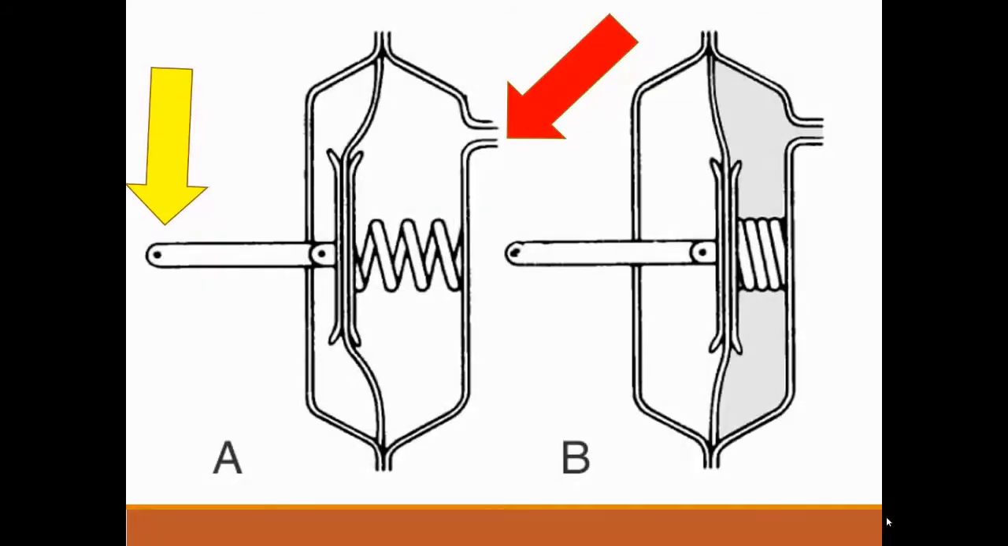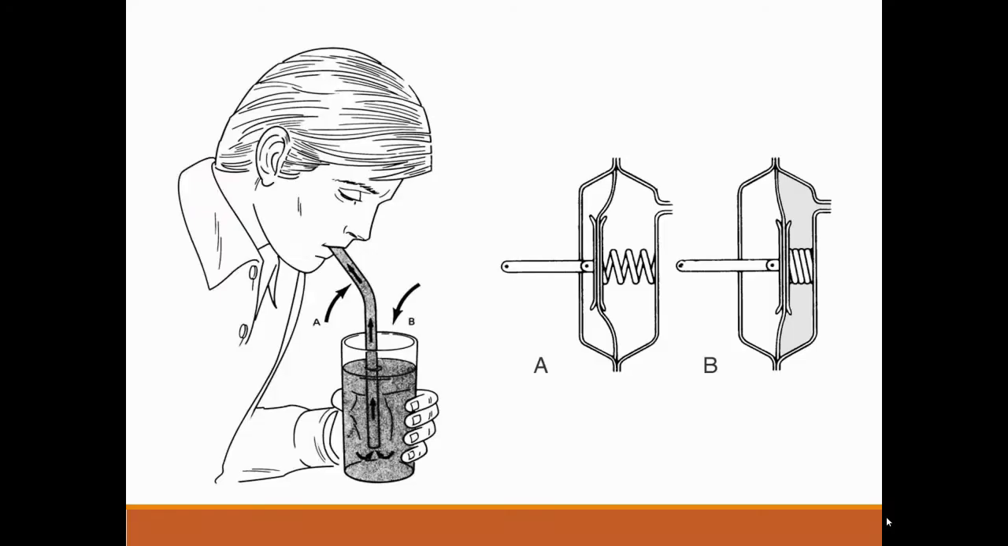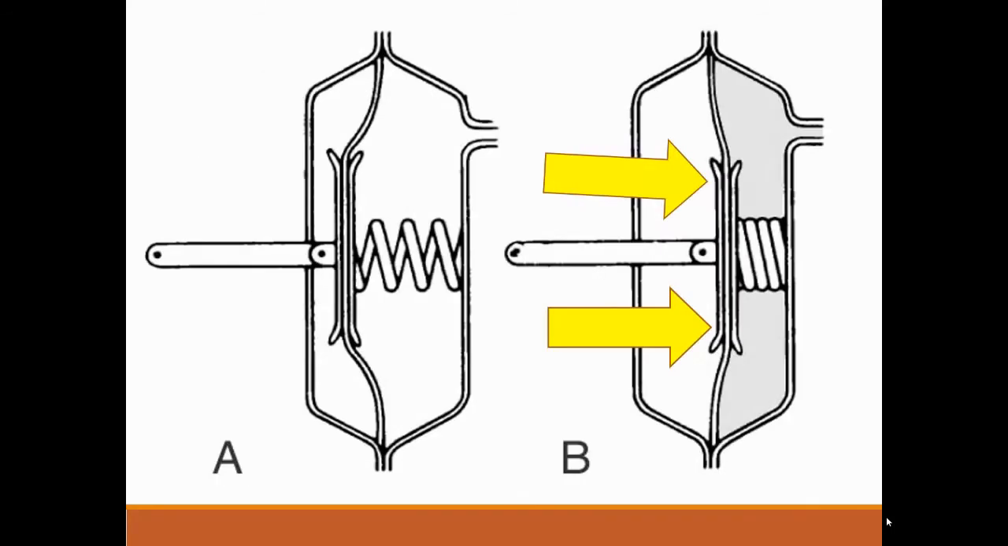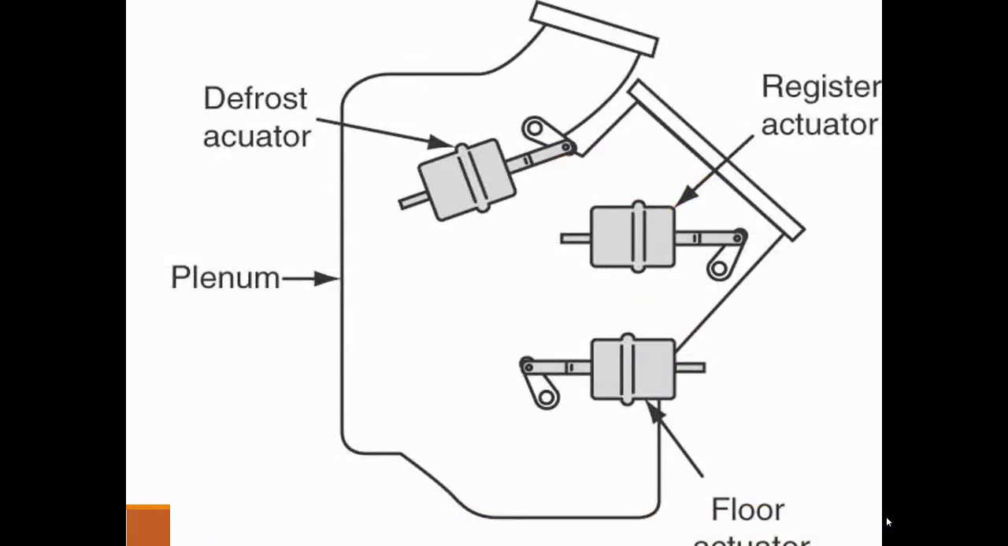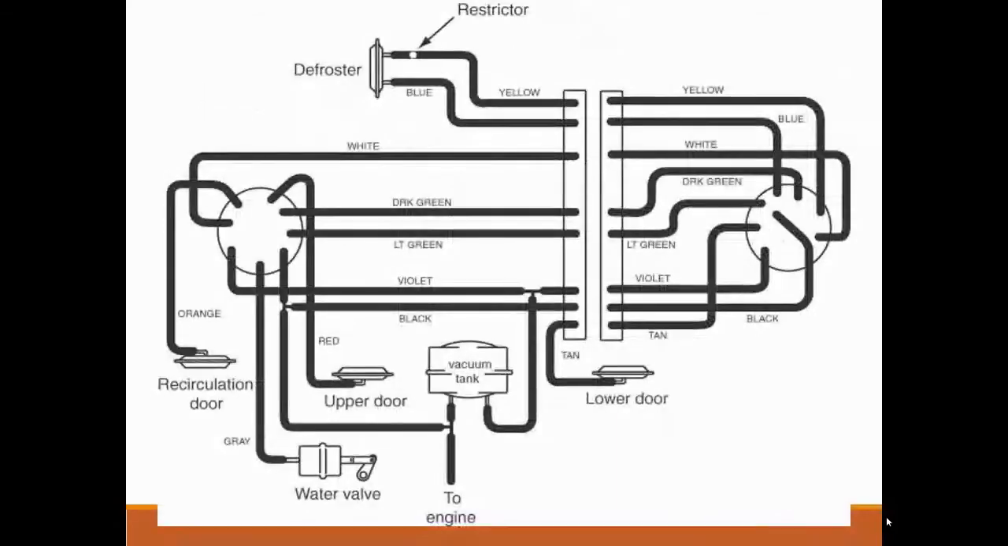They're vacuum diaphragms. How a vacuum diaphragm works is, let's start with the yellow arrow. The yellow arrow is pointing to the linkage that will be connected to the door. Nothing's happening yet. The red arrow, that's pointing to where the vacuum source will be applied. When we apply vacuum, atmospheric pressure will now push on the diaphragm. We've been doing this for decades. We use engine vacuum to move the doors, and yes, millions and millions of vehicles have this. This is not the most common, but they're out there here and there, so you should know about it.